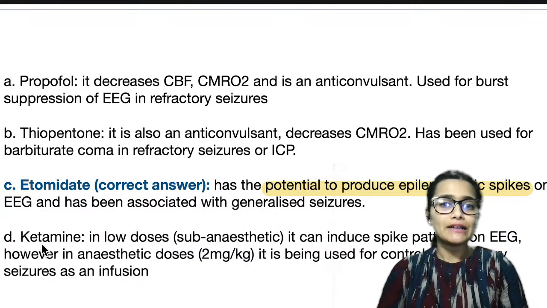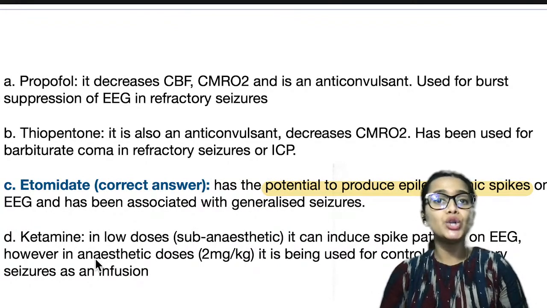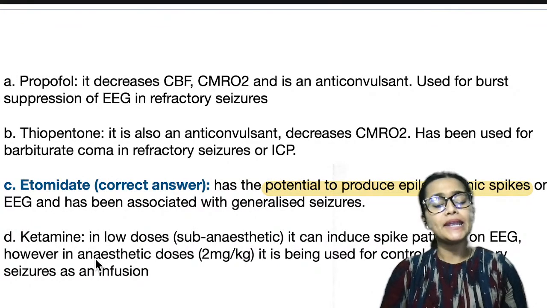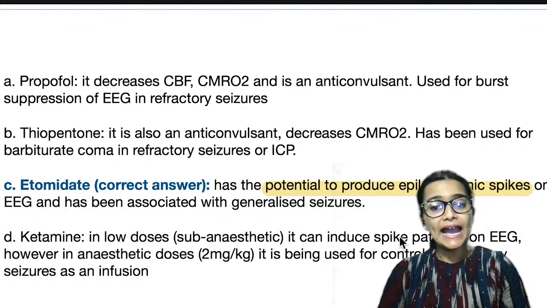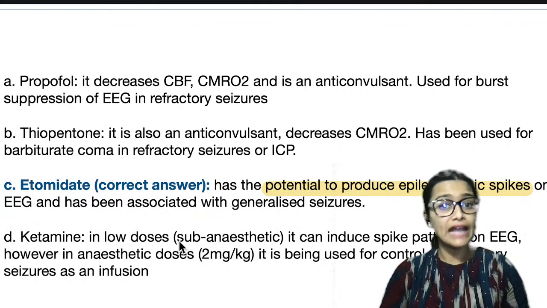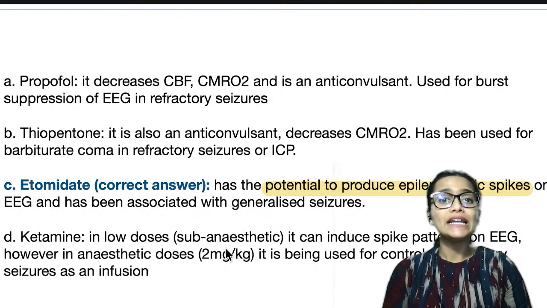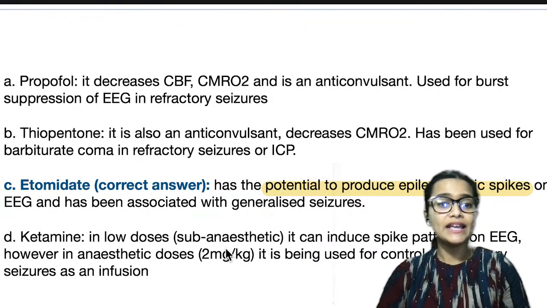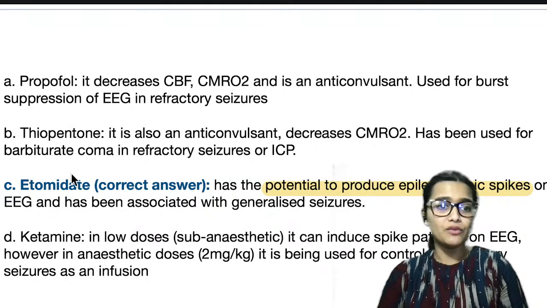Now, ketamine can be considered to have dual actions. When we use it in very low sub-anesthetic doses, mainly for analgesia, it can induce some spike patterns on the EEG. However, nowadays in anesthetic doses, that is 2 milligrams per kg, it is actually used to control refractory seizures in an infusion format. So out of all these 4 drugs, the best possible option to answer would be etomidate.